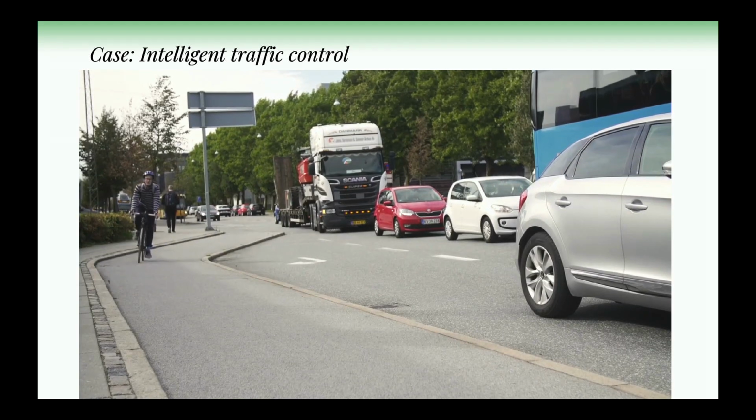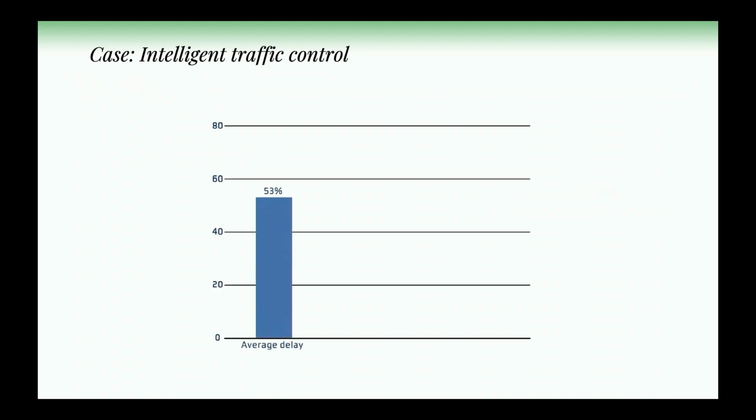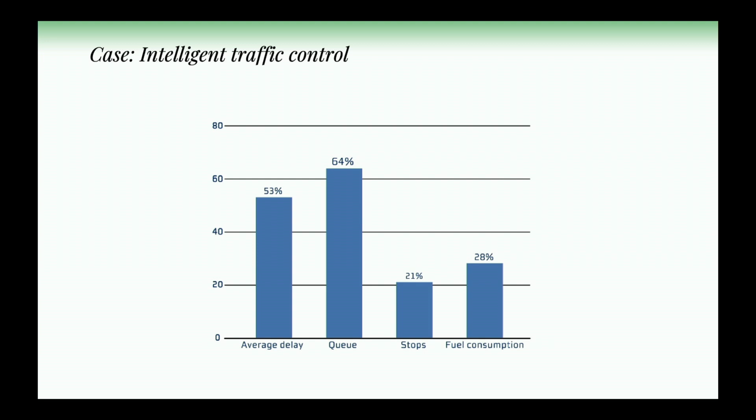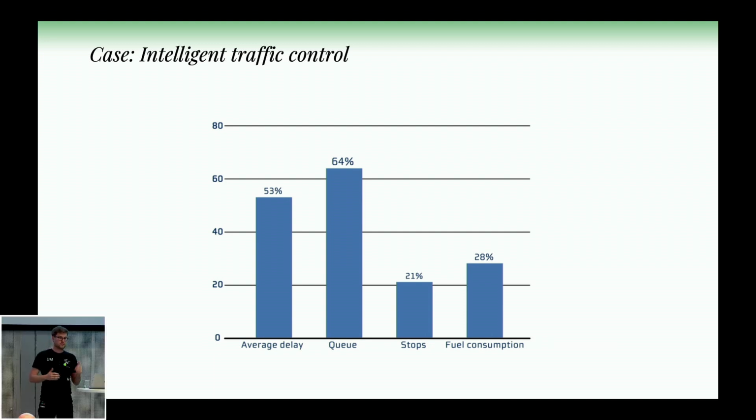Looking at the difference throughout the morning rush hour, motorists save 53% in driving time compared to today's situation. Queues are 64% shorter and there are 21% fewer stops. Finally, 28% of the fuel is saved. And all of these results were verified by the leading consultancy firm, COWI, by the way. So this is not something we just did in isolation. Everything was validated when we did this.